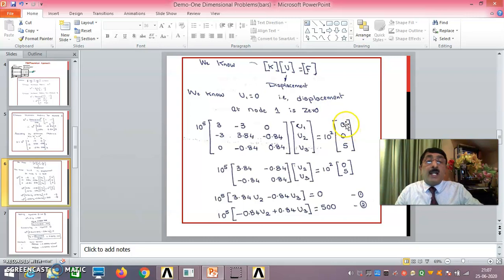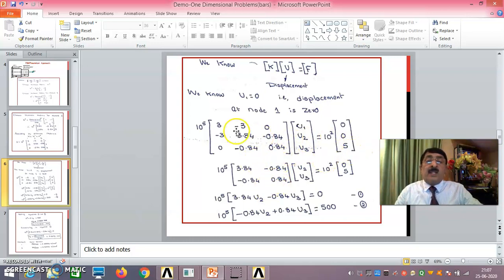You see here, at node 3 you have 500 newtons applied. 10 square into 5, that is 100 into 5, 500. At node 1 and node 2 there are no forces. It is only at node 3 that you have the force of 500 newtons. That is what I have given.